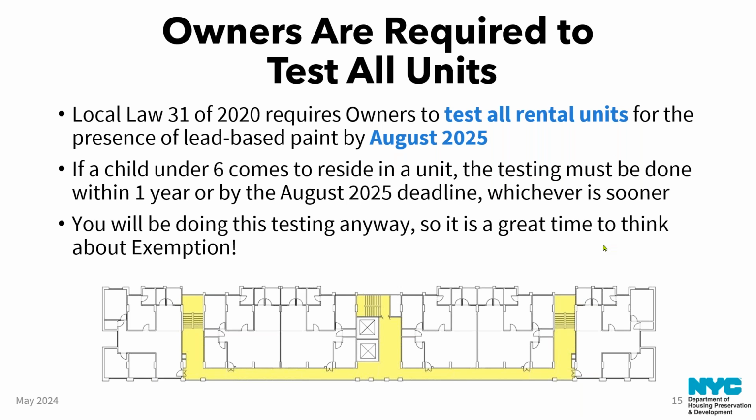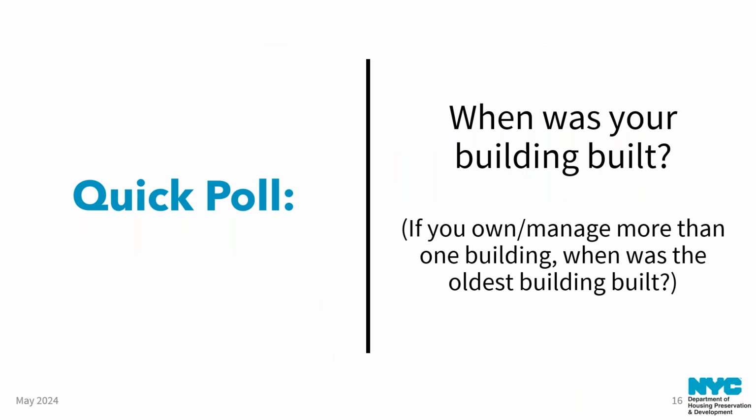Now, one thing to keep in mind about this requirement to arrange for testing for all your units is that that's going to give you an excellent index of all of the lead-based paint in your building. And that's going to set you up to apply for an exemption, which is a way to reduce your responsibilities under Local Law 1. We'll talk a little bit more about that later, but that is a good thing to keep in mind as you begin considering arranging for this testing if you haven't already.